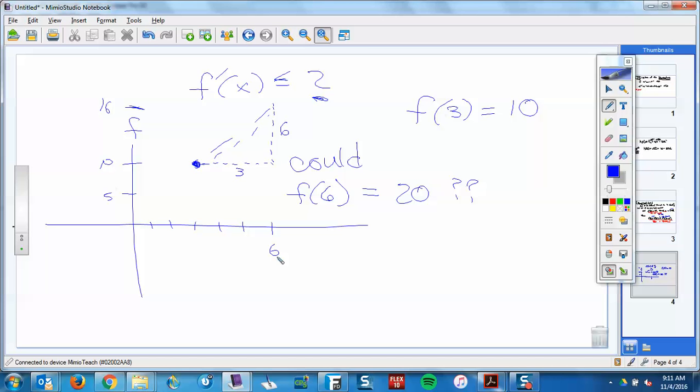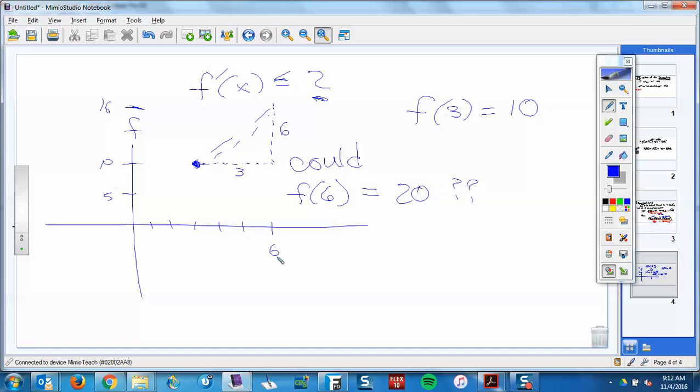Could I have been down here? Does it say you have a positive slope? What's it say about the slope? Less than or equal to 2. So could it be negative? Is it negative less than or equal to 2? So could f of 6 be 3? For sure. The most this slope is 2. So if I go over 3, the most I can go up is 6, but I could have been anywhere else down here. Right? Because it says the slope's less than or equal to 2.